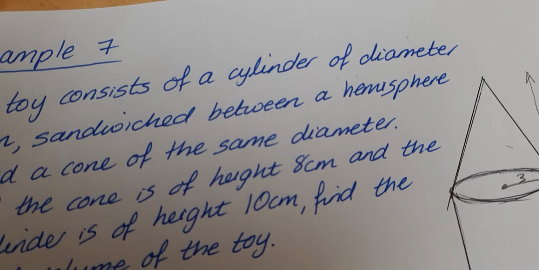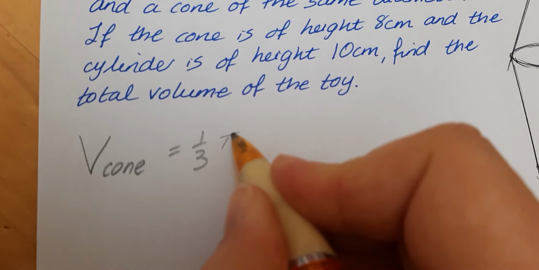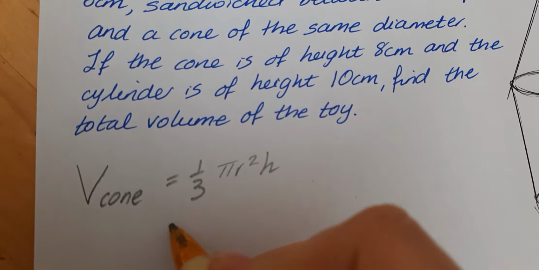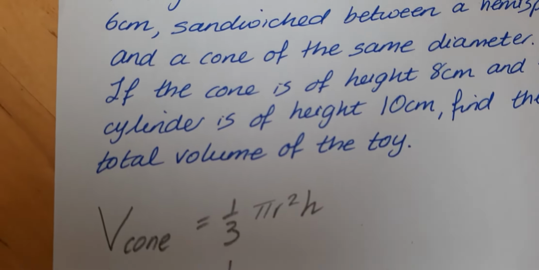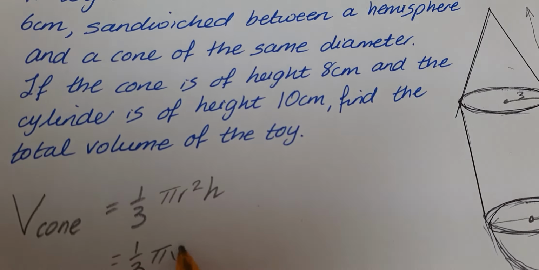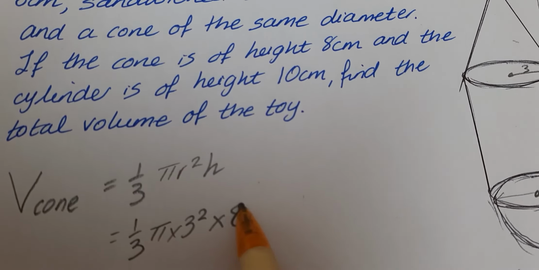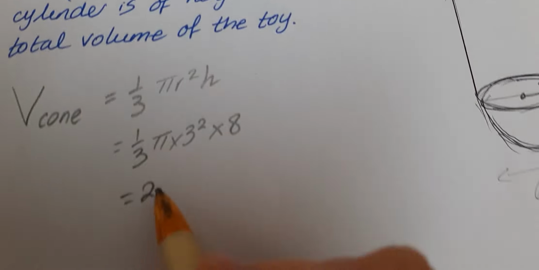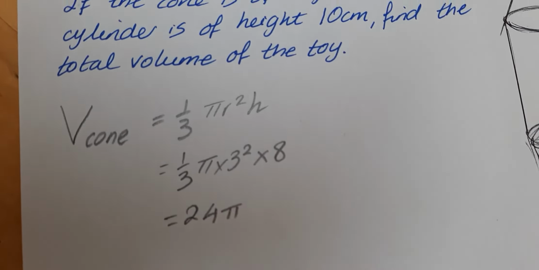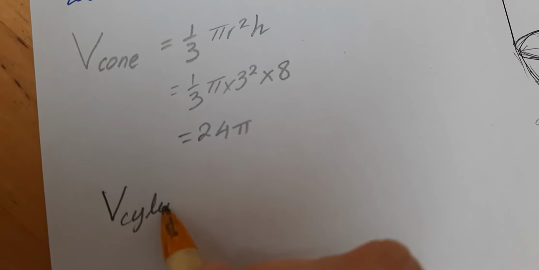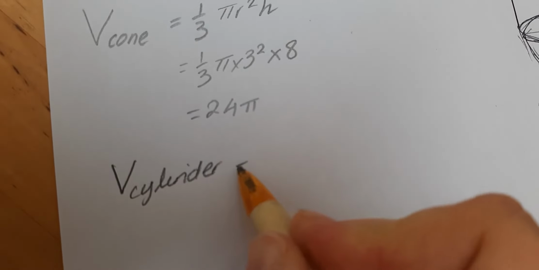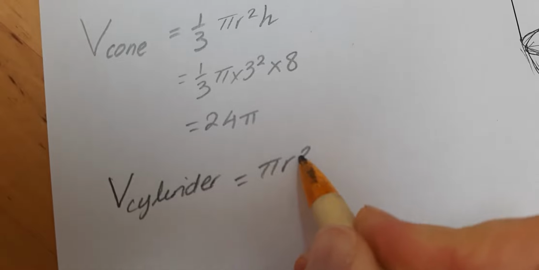Volume of the cone is 1/3 of the base area, pi r squared, times the height. So 1/3 times pi r squared, pi times 3 squared times the height of 8. And if you put that in your calculator, it will come to 24 pi. That's a lovely number.